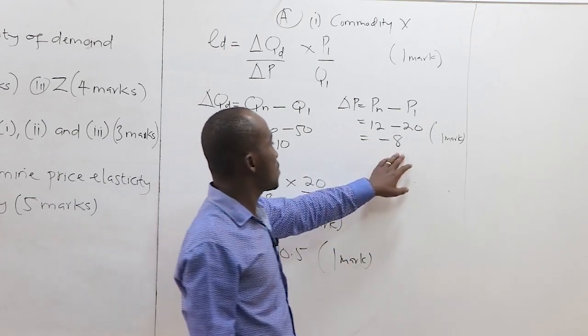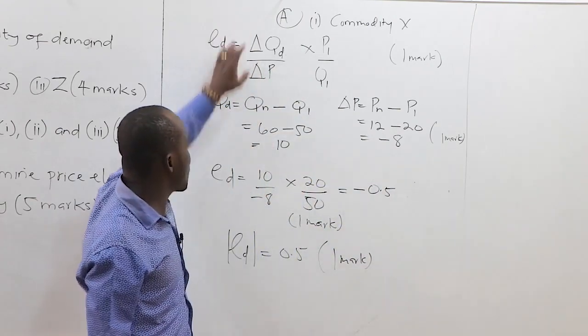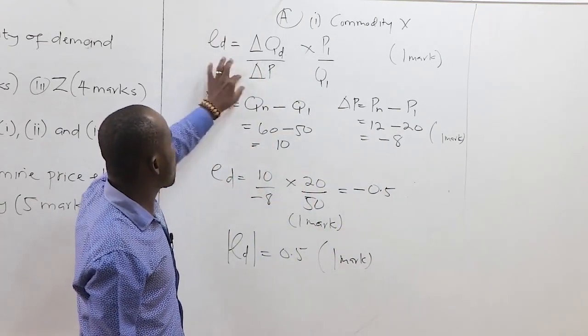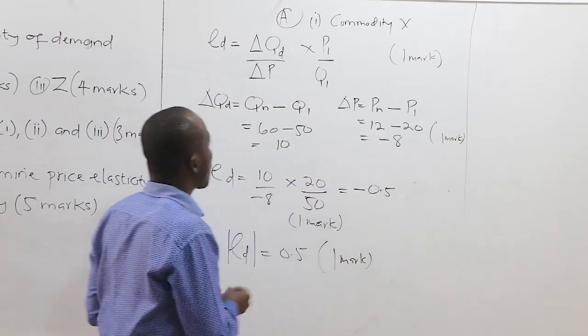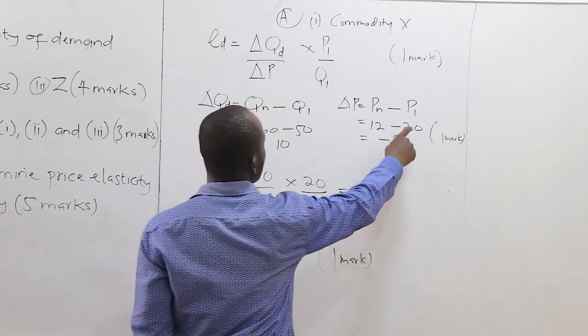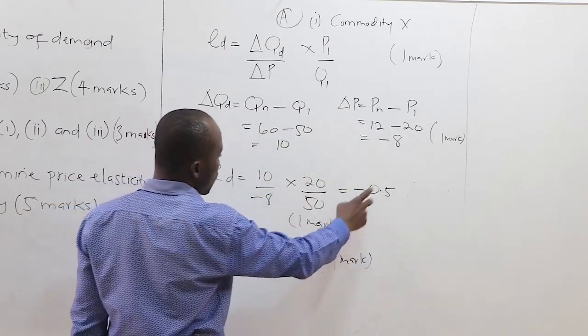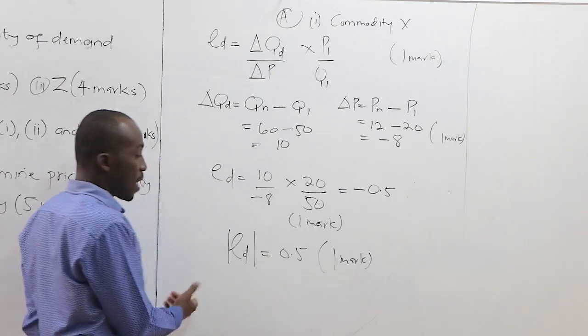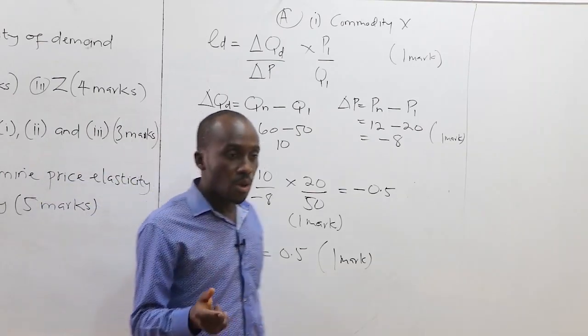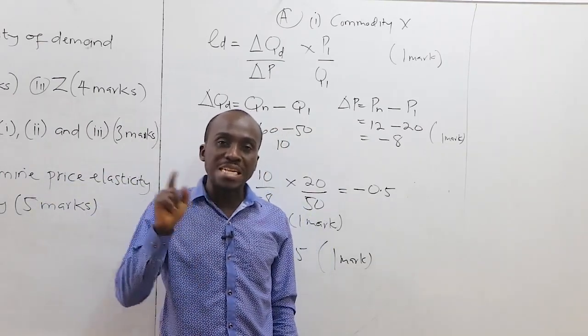You get negative 8. So when you finish, come and put in a function. Change in quantity is 10, change in price is 8. What's the initial price? Initial price is 20, initial quantity is 50. If you punch it into your calculator, you're going to get 0.5. When you take the absolute, anytime I said that with price elasticity of demand, always you get negative.